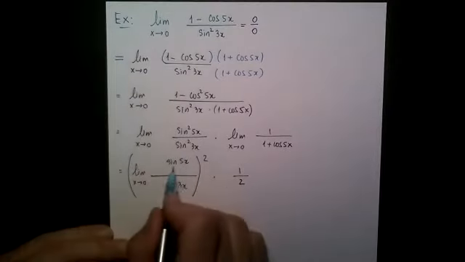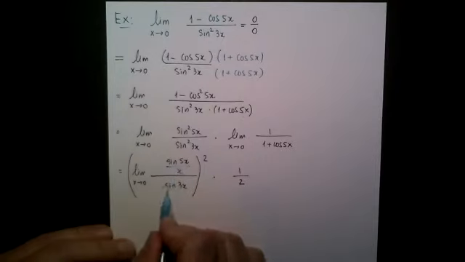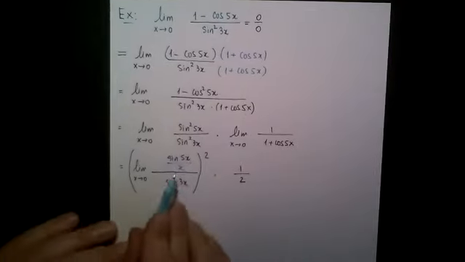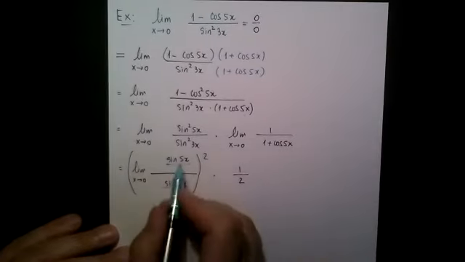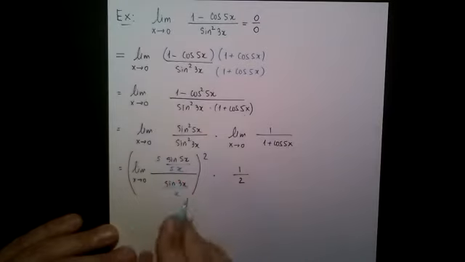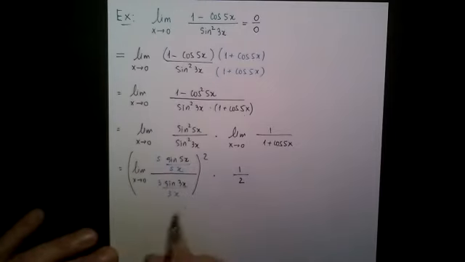Okay, then I'm going to divide the top by x and the bottom by x. Nothing changed. And then here, I will multiply by 5 top and bottom. And here I will multiply by 3 top and bottom. And then distribute the limit inside.